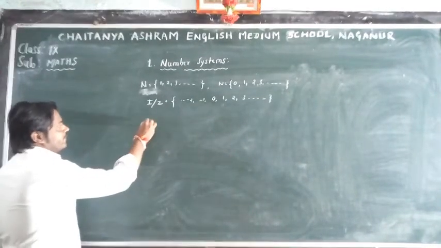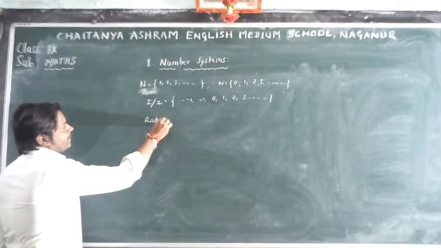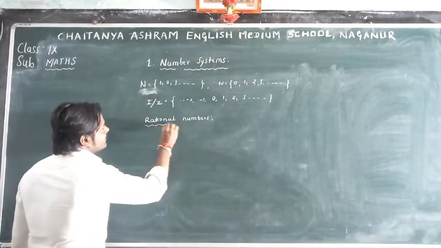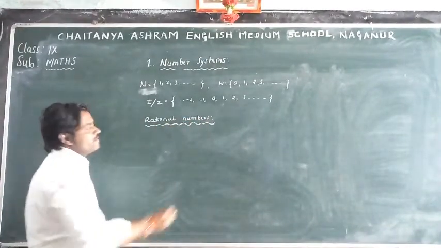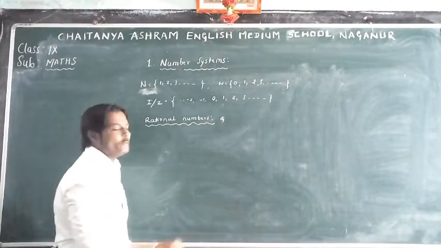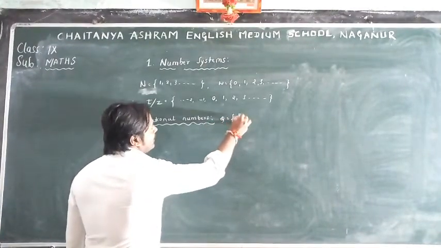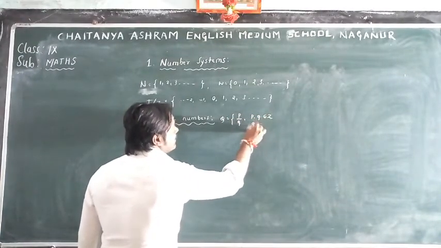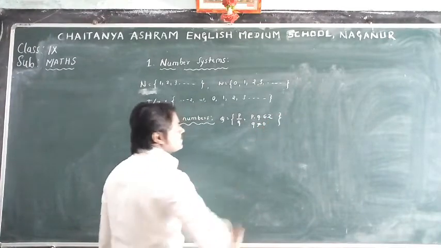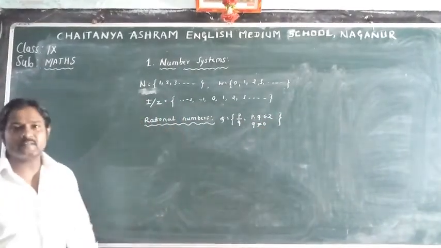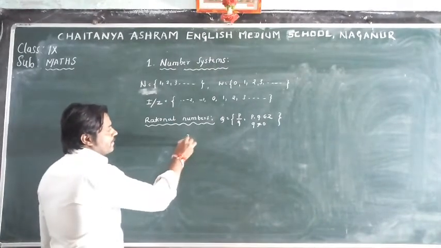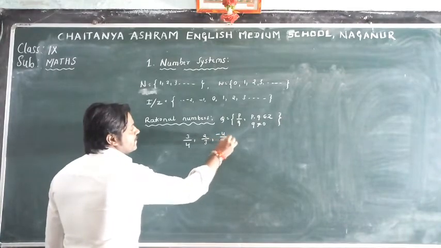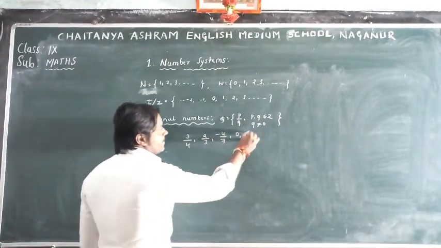And this is the set of rational numbers. We learned a very important set, that is rational numbers, which is denoted by Q. Here the numbers are of the form p by q, where p and q are integers and q is not equal to 0. Such numbers are called rational numbers. Examples: 3 by 4, 2 by 3, -4 by 7, 0, 5.